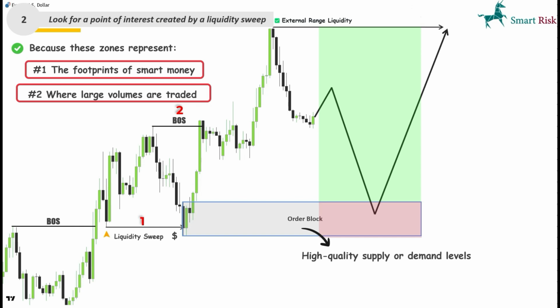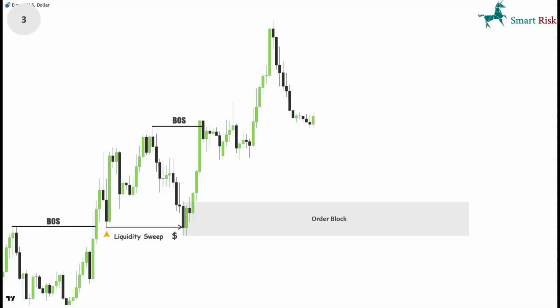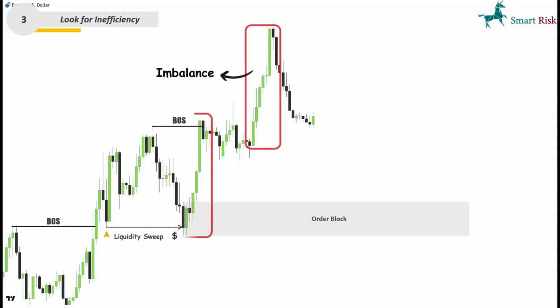Now let's add even more confluence. The third hack is looking for inefficiency. To add more confluence to our setup, we need to focus on order blocks or points of interest that are formed with imbalance and inefficiency.